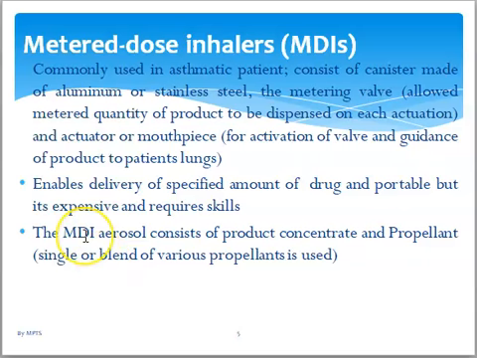The product concentrate consists of, of course, the API, that's the product concentrate, and of course the propellant. It can either be a blend or a single propellant. Here, we use the rule of thumb calculation.